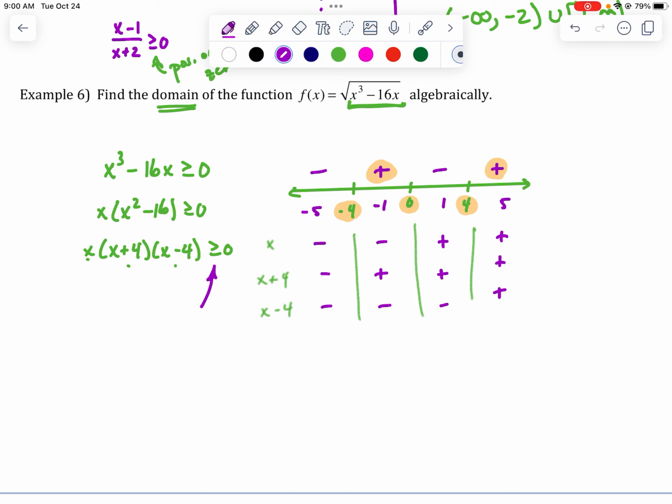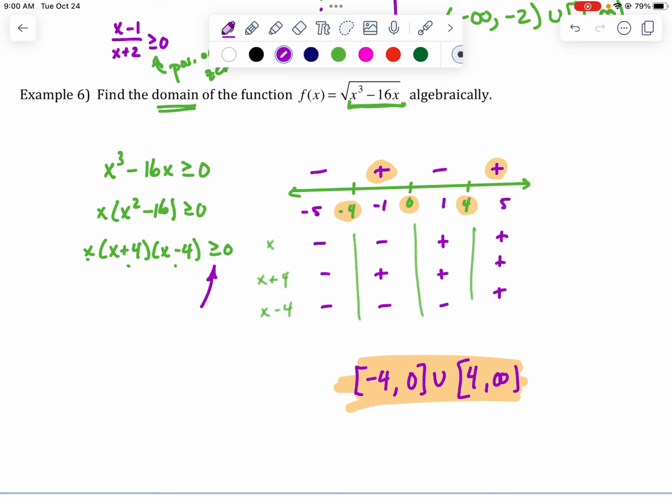So now I can say, where is it greater than or equal to 0? Well, starting at -4 until I get to 0, and I would include those because that's what makes it equal 0. And then if I pick anything from 4 to infinity, and again, I can include that 4. So there is the domain of this function up here.